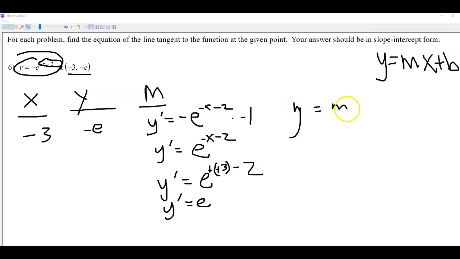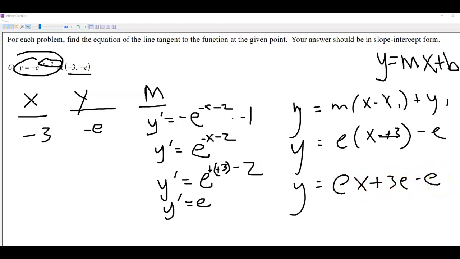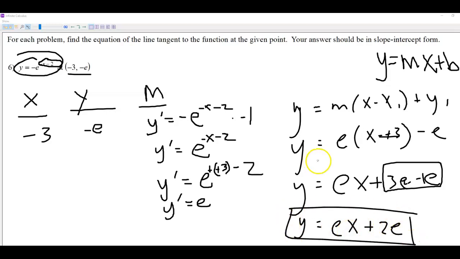This is the formula that we use when we're trying to find the equation of a tangent line. And my slope we just found is e. The x value we just found is negative 3. And the y value is negative e. So we'll go ahead and simplify this. This is going to become a positive. And so we have ex plus 3e minus e. And 3e minus e, we can actually simplify that. 3e minus 1e is 2e. So we have that as our final answer. Kind of a weird looking tangent line, but same process.